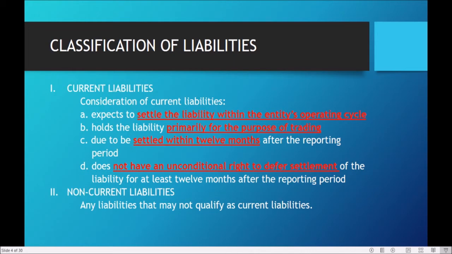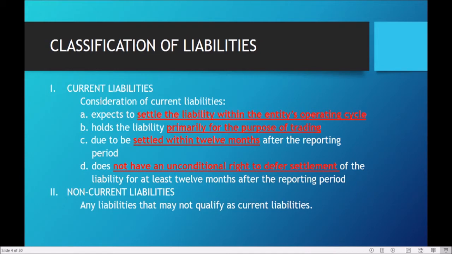And then there's another: due to be settled within 12 months after the reporting date. Okay? Sometimes ito na lang po ang basis natin, even in actual. Yung basis naman nila is yung settlement within 12 months. Ito lang kasi minsan naiisip ng mga estudyante, yung 12 months. As long as it can be settled within 12 months after the reporting period, it is a current liability. Well, ordinarily, the operating cycle is 12 months lang naman.